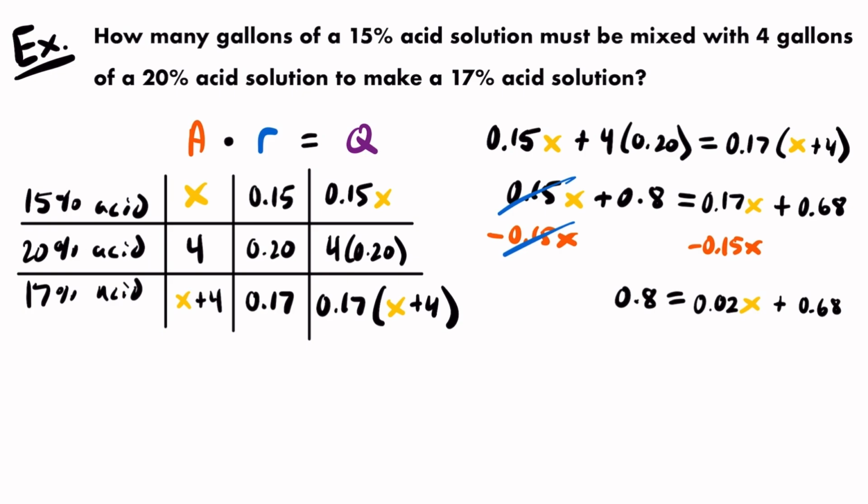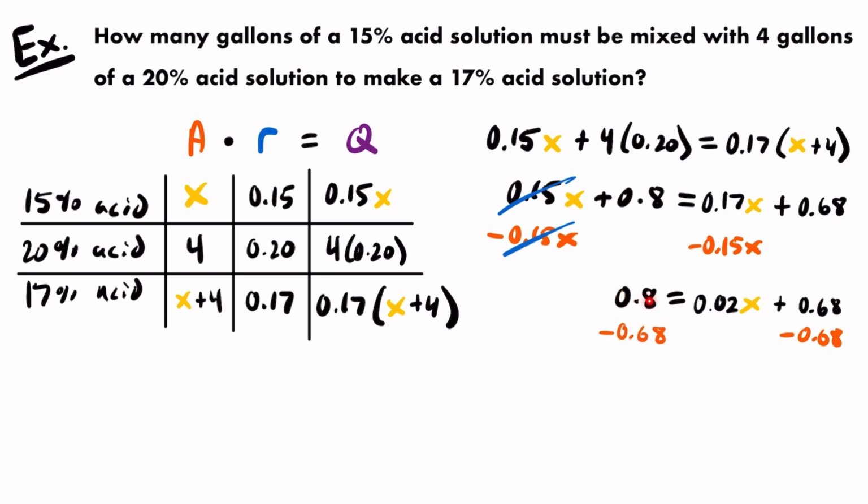All right, and so now we just have one term with the variable of x, so we're almost ready to solve for it. But we do need to get rid of this constant term. We need to isolate this term with x in it. So subtract 0.68 from both sides of the equation. We'll have minus 0.68 here and minus 0.68 here.